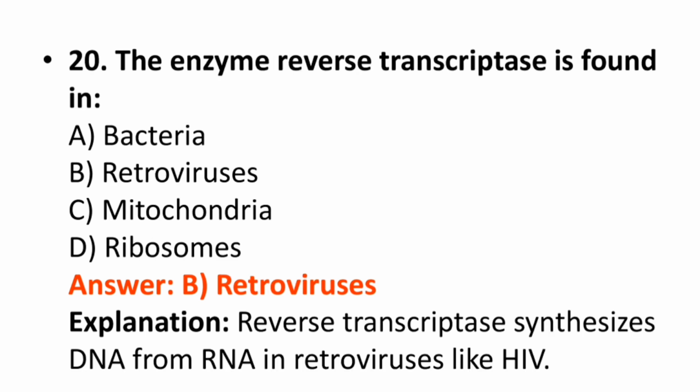The enzyme reverse transcriptase is found in option A, bacteria, option B, retroviruses, option C, mitochondria, option D, ribosomes. The correct answer is option B, retroviruses. Reverse transcriptase synthesizes DNA from RNA in retroviruses like HIV. The enzyme reverse transcriptase is found in retroviruses.